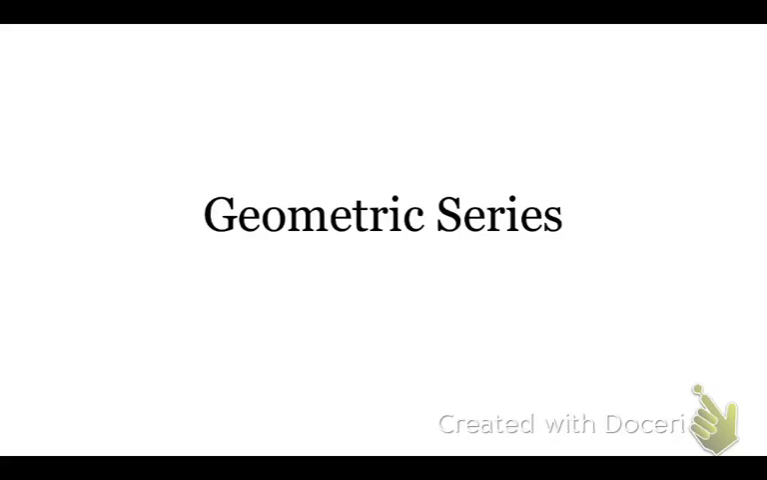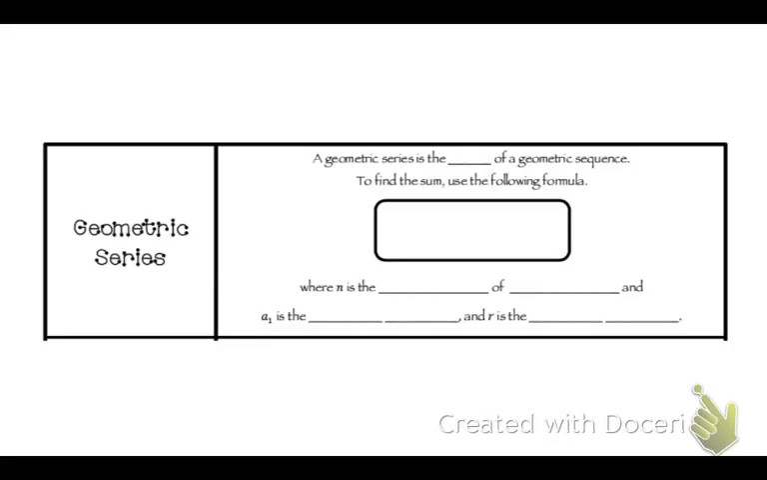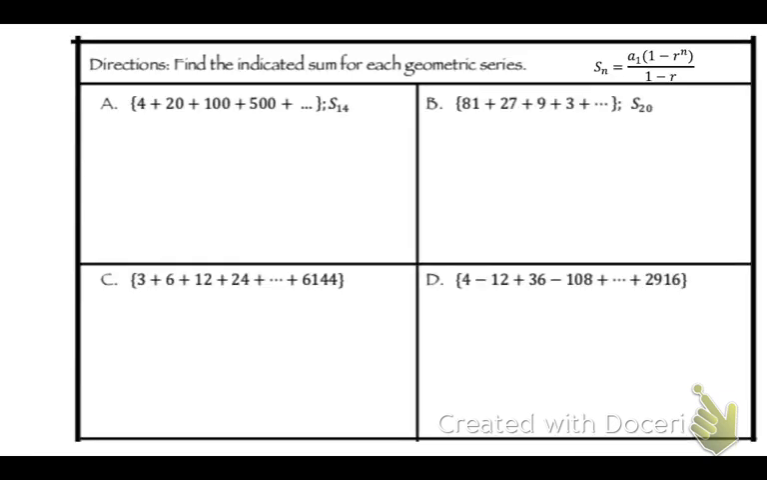Okay, geometric series. For the geometric series, remember that a series is the sum of the sequence. The formula we can use to do this is S sub n equals a sub 1 times (1 minus r to the nth power) over (1 minus r). N is the number of terms, a sub 1 is the first term, and r is the common ratio. It's all the same things that we've been working with.